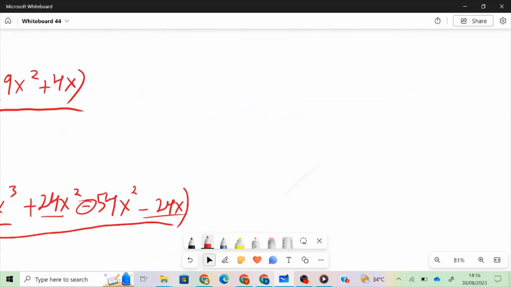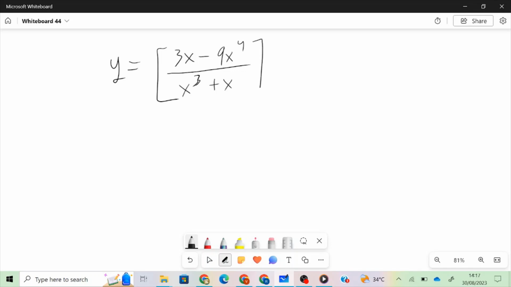Right, and on to the final example for the quotient rule. This asks us to differentiate y equals 3x minus 9x to the power of 4, all over x to the power of 3 plus x.